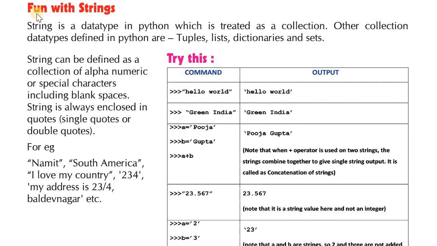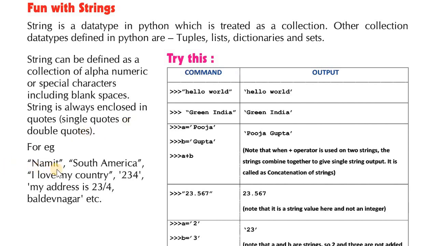We need to understand strings and their operations. Well, a string is a data type in Python which is treated as a collection. Other collection data types defined in Python are tuples, lists, dictionaries, and sets. A string can be defined as a collection of alphanumeric or special characters including blank spaces, and a string is always enclosed in quotes, single quotes or double quotes.